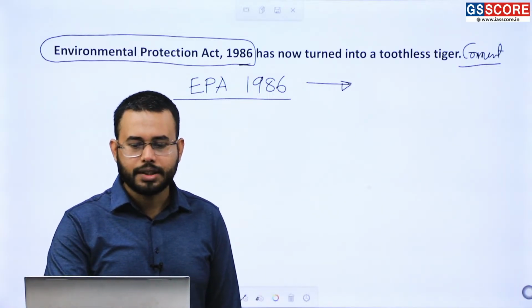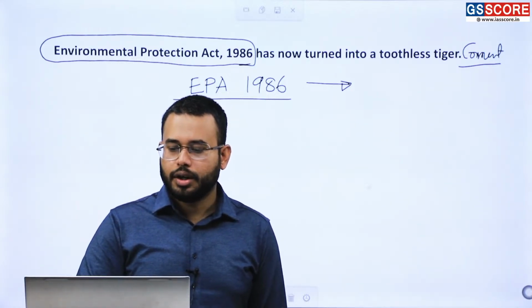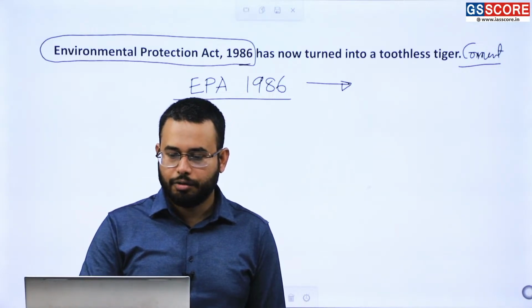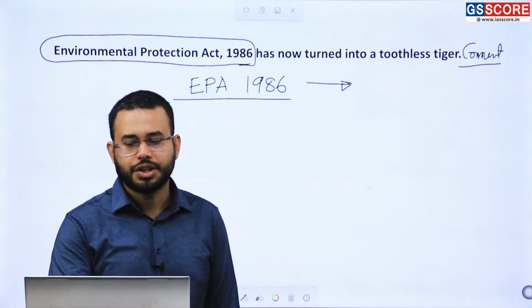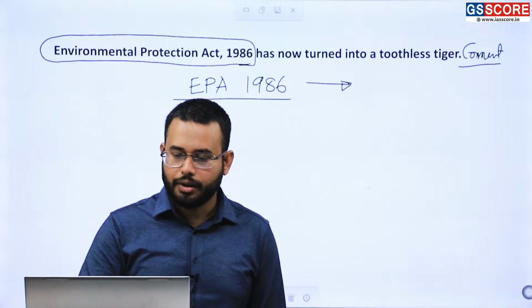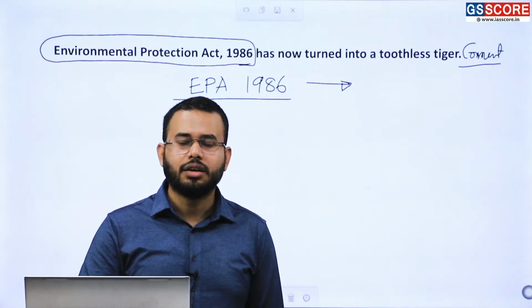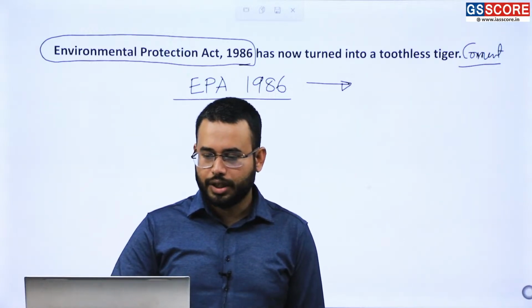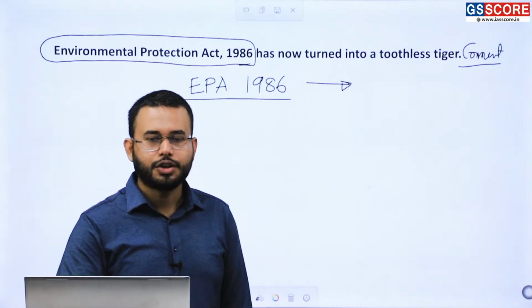Then comes the complex regulatory framework. Now, EPA's regulatory framework is often criticized for being complex and fragmented, with overlapping jurisdiction and responsibilities among different government agencies. This complexity also leads to confusion and inefficiencies. That is another issue.